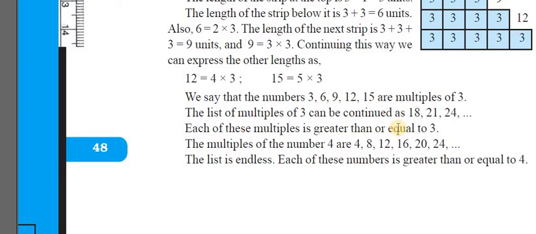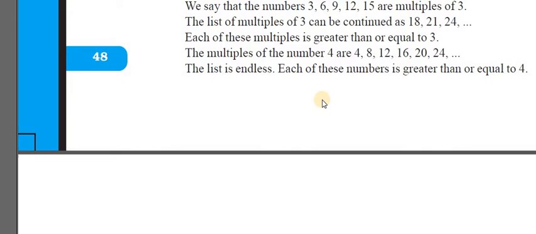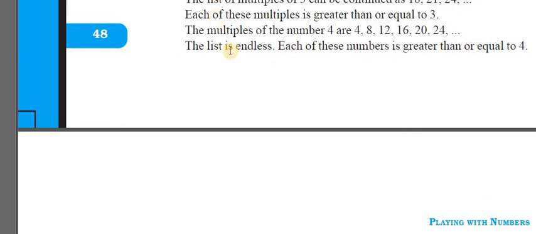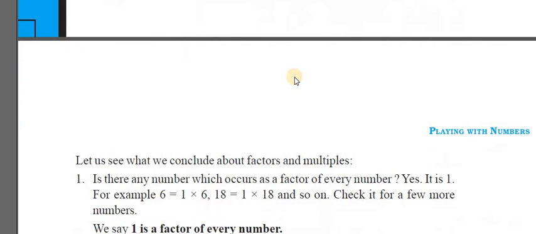Each of these multiples is greater than or equal to 3. Now the multiples of a number 4. So here, with the strips, we are simply showing the multiples of 3. Not only 3, any number. The multiple of a number is always greater than or equal to the number you are finding, because the first multiple will be the number itself, and after that you go on like this and there is no end. That's what they said: the list is endless. Each of these numbers is greater than or equal to 4. Each number is greater than 4 except the first one.